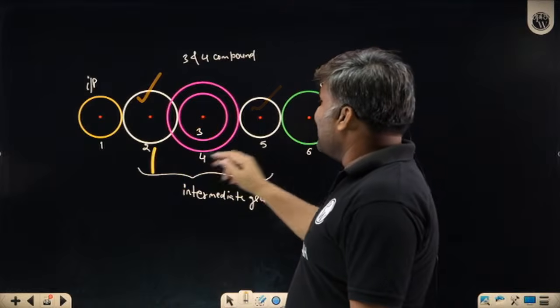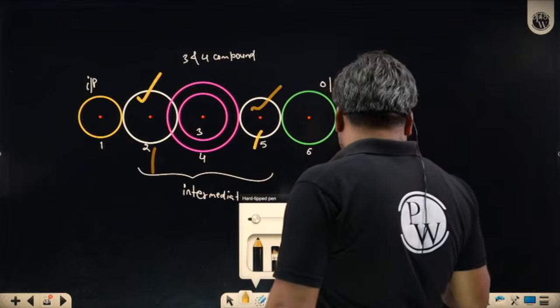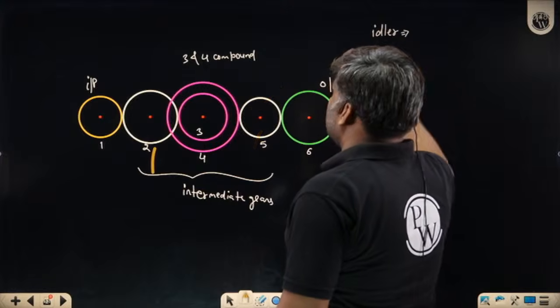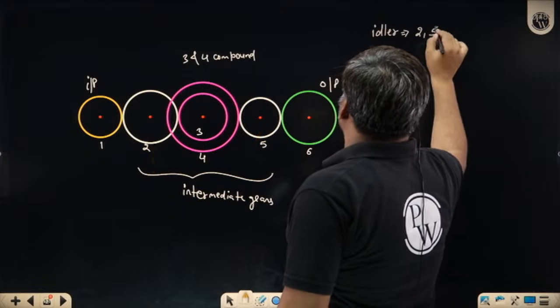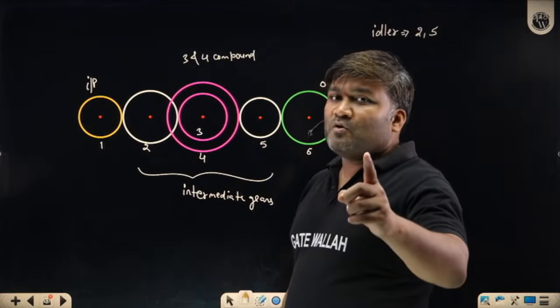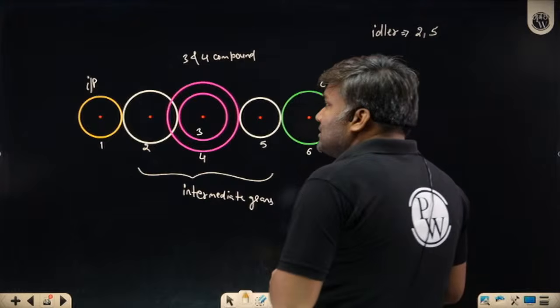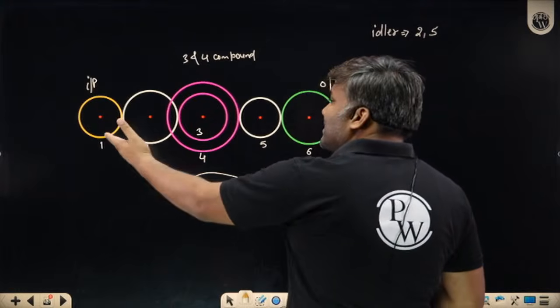This will not be there, this will not be there. So gear 2 and 5, they are called idlers. What are the idler gears? Sir, I will say gear number 2 and gear number 5, they are the idlers. Their teeth will not be seen in the picture. If you can understand this, you can directly tell, or you can write the equation.